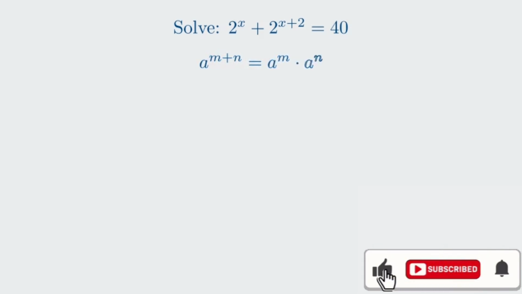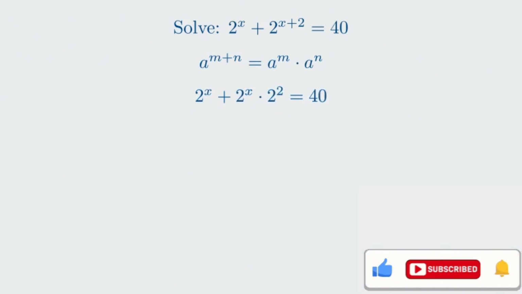This time, the equation is 2 to the power of x plus 2 equals 40. Again, we see a sum in the exponent, so our first step is to use the exponent property to separate the terms. Remember, a to the m plus n is a to the m times a to the n. Applying this, the equation becomes 2 to the x times 2 squared equals 40.